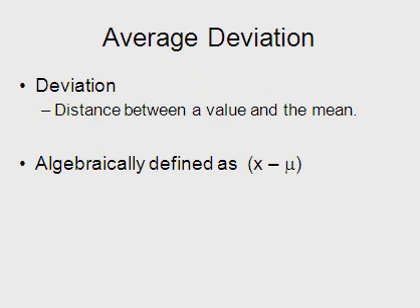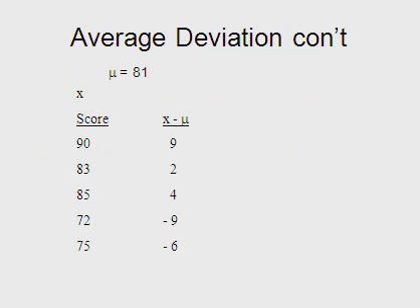What comes in next is something known as the average deviation. A deviation is the distance between a value and the mean, how far a value is away from the mean. It's algebraically defined by taking x minus the mean. That gives you the difference. Let's take a look. Back in chapter 3, we had 5 scores. A student had 5 scores on exams, with a mean of 81.